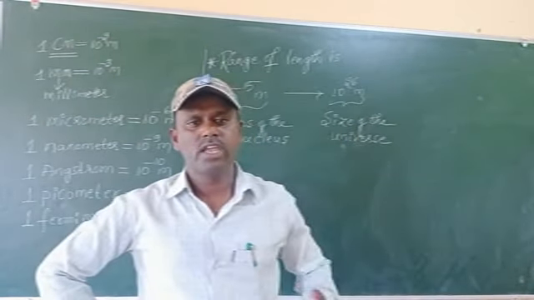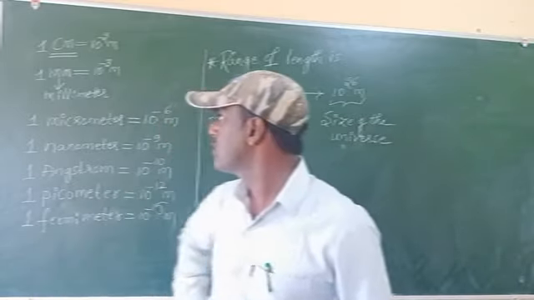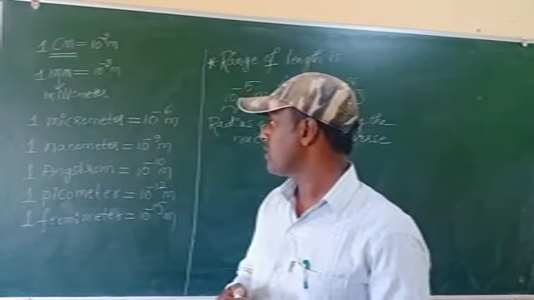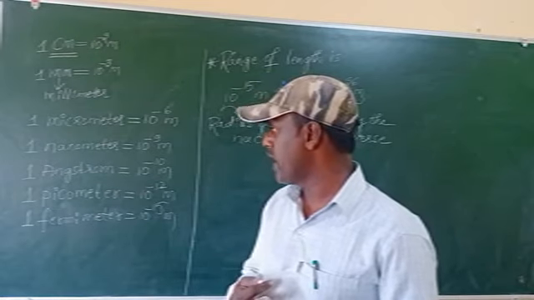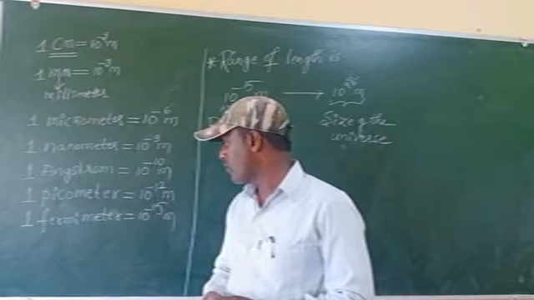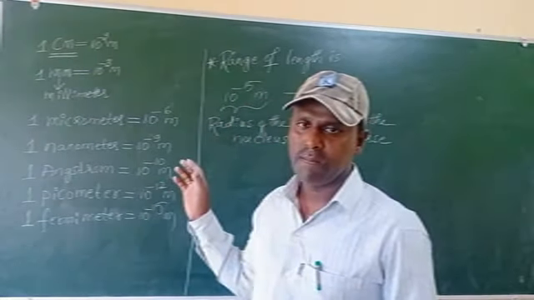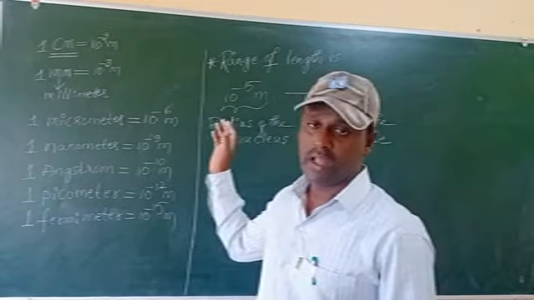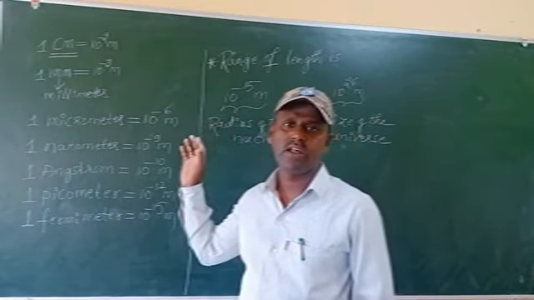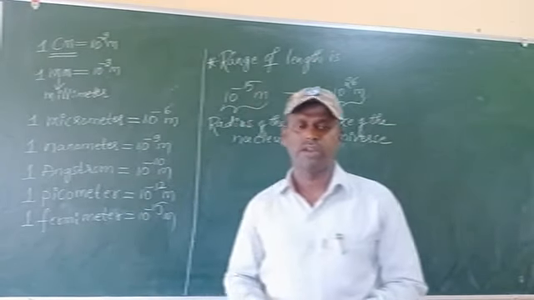So next, kilometer, meter, centimeter, millimeter, micrometer, nanometer, angstrom, picometer, fermimeter. These are the different units used for measuring the length or distance between 2 points, right?